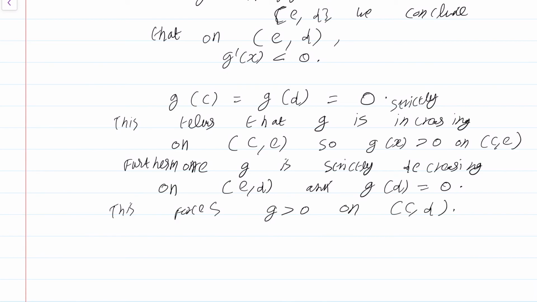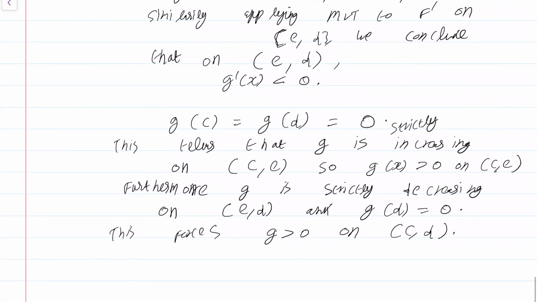Why is that? g(c) is 0. The function is increasing from c to e, so when it reaches e, it will obviously be strictly greater than 0 again. And from there, it can never reach 0 in the interval (e, d), simply because it's decreasing, and at the endpoint d, it is still 0. So this forces g greater than 0 on (c, d), including at the point e. You might think that the point e is an exception, but the argument we have given rules out the possibility that g(e) is 0 as well. So g is strictly greater than 0 on (c, d).